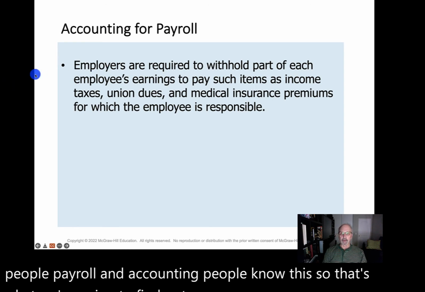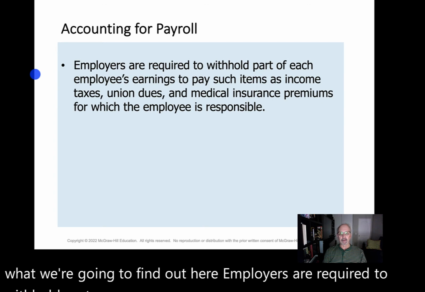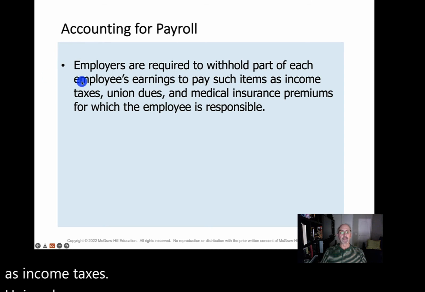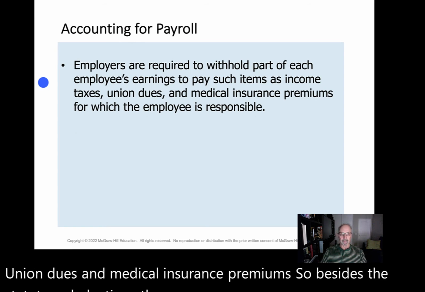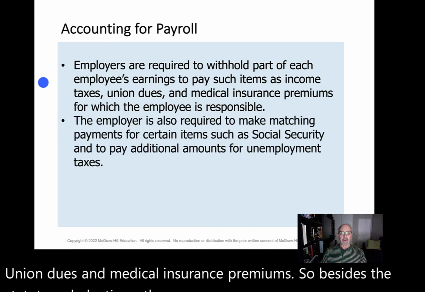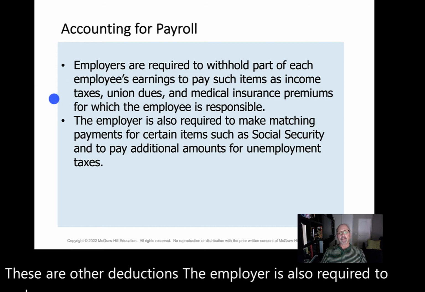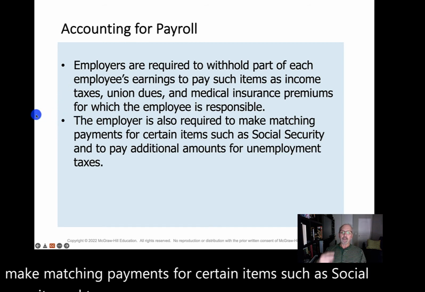Employers are required to withhold part of each employee's earnings to pay such items as income taxes, union dues, and medical insurance premiums. So besides the statutory deductions, these are other deductions. The employer is also required to make matching payments for certain items such as Social Security and to pay additional amounts.